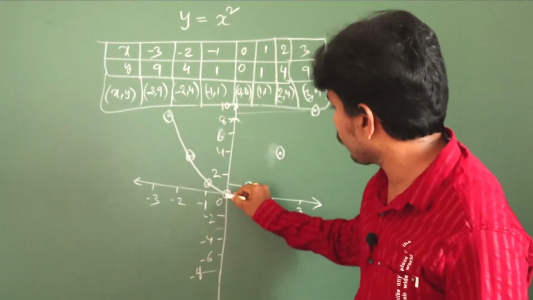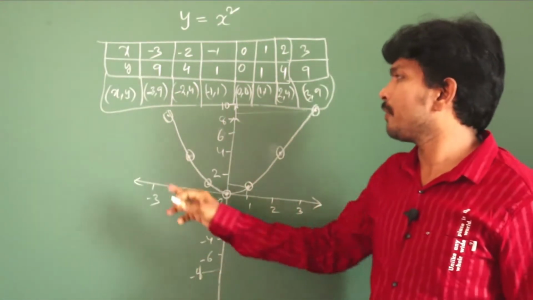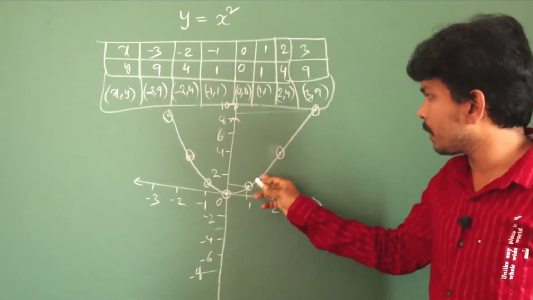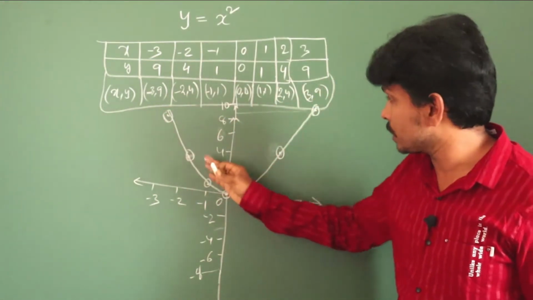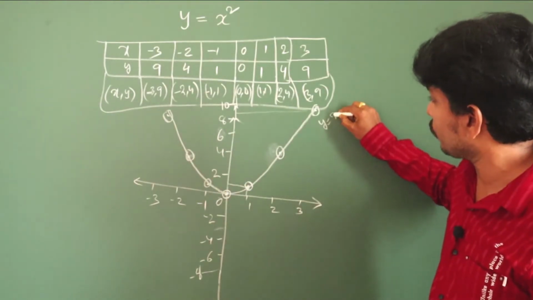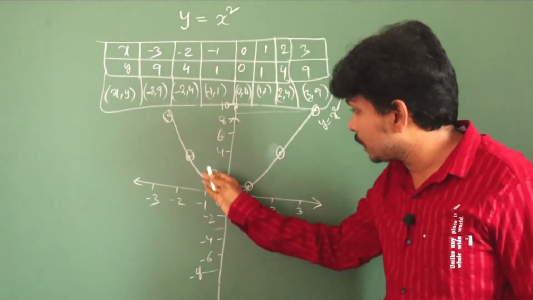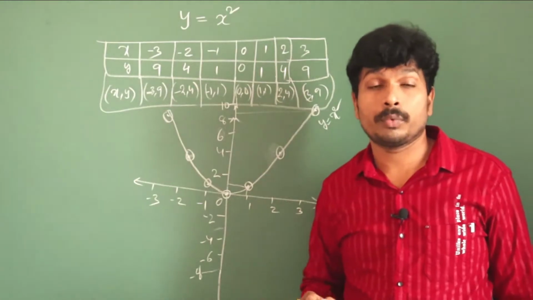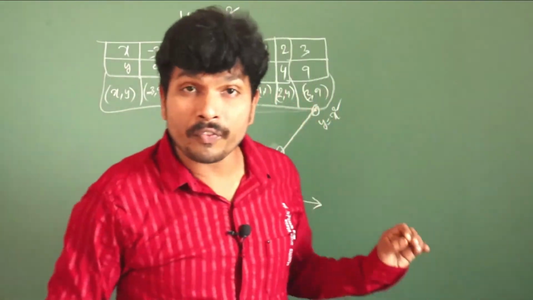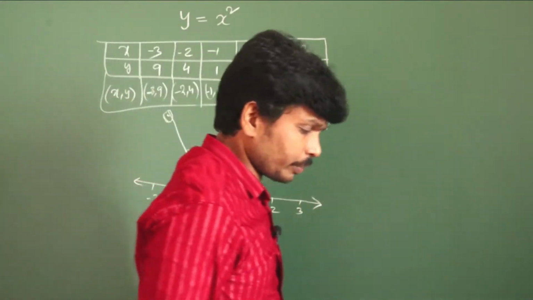So plot all these points. Join all these points smoothly. By freehand, join all these points and you get one smooth curve. This curve is y equal to x square. It is nothing but a quadratic expression, and this shape we call a parabolic shape. So that's why the graph of a quadratic equation is a parabola. It is a most important point.